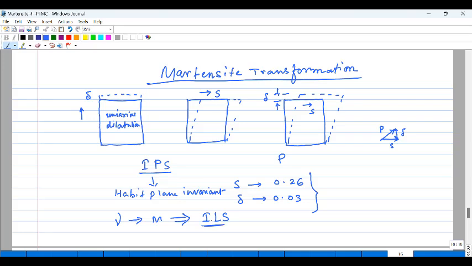So we have seen that there is this discrepancy, invariant line strain versus invariant plane strain, that we need to address. Okay. So this is one thing that we need to understand. We need to address the discrepancy here, that invariant plane strain is the one which is observed, but the one which actually transforms austenite to martensite is an invariant line strain. Okay. We have also discussed the habit plane.